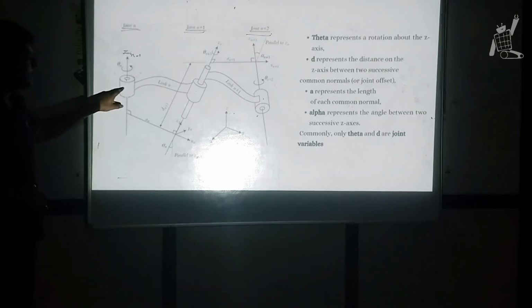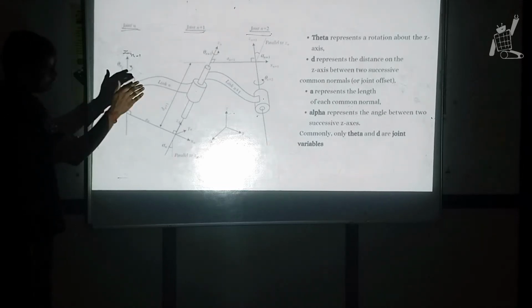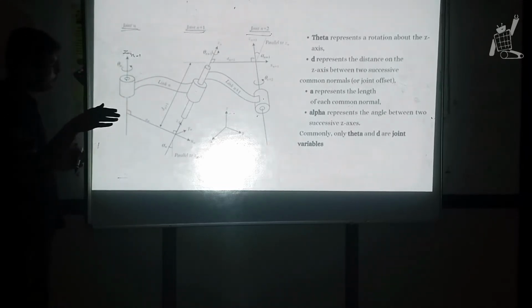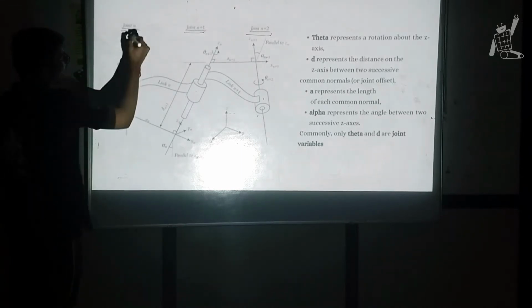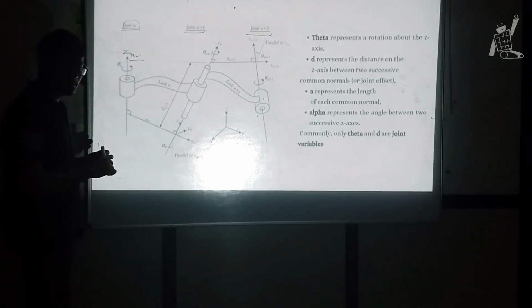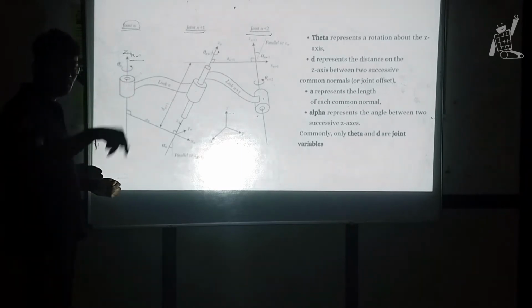First we will assign the Z axis, which is given by the right hand thumb rule. Since this joint is moving like this, when you rotate it with your hand, it will move up. So that is Z n minus 1. The end joint is represented by n minus 1.